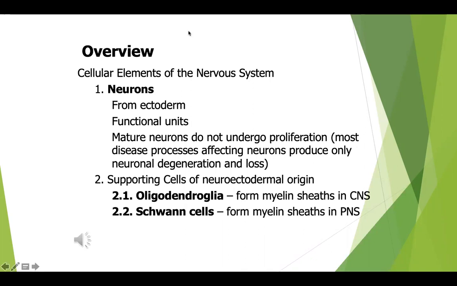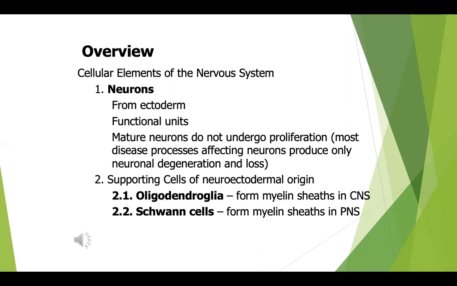To begin with, let us review the cellular elements making up the nervous system. So of course you know the neurons as well as the glial cells or the supporting cells. The neurons are the functional and the basic units of the nervous system. They come from the ectoderm of the embryo, particularly the neuroectoderm. So the neuroectoderm, as you know, will give rise to the future peripheral and central nervous systems.